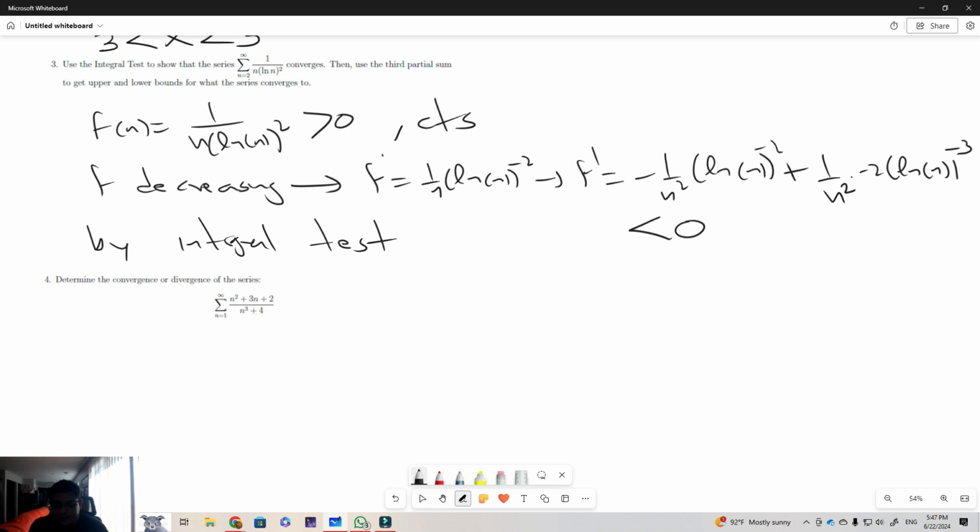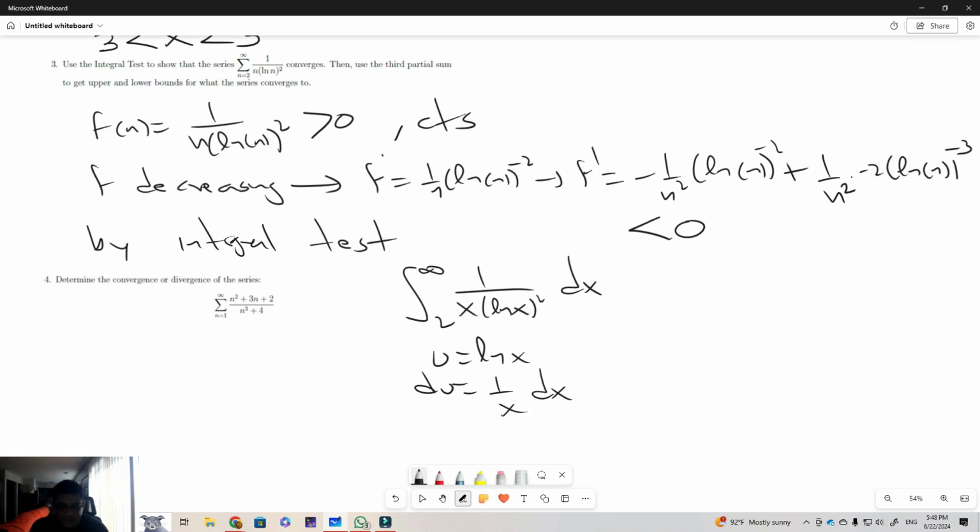And so by the integral test we can check the series from 2 to infinity, which goes to the integral from 2 to infinity of 1 over x log of x squared dx. And now we do clearly have a substitution here: u equals log of x, du is 1 over x dx. So you can see the 1 over x here, and then we can transform this into the integral of 1 over u squared du.